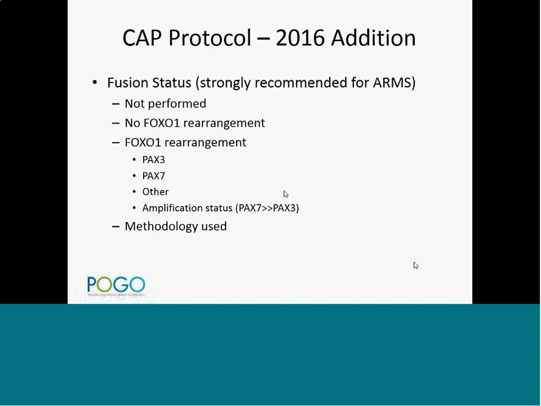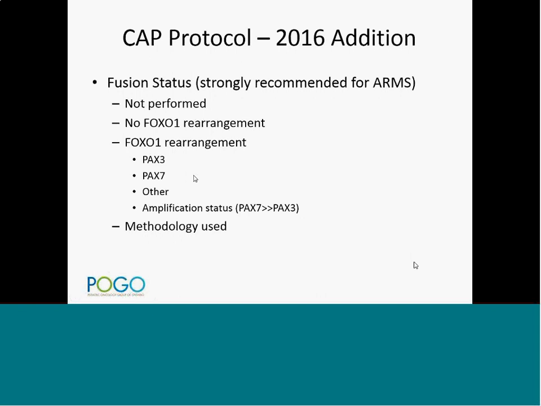There are different methodologies that you can use. The two that are listed in the protocol for 2016 are FISH and RT-PCR. FISH gives you the information that there's a rearrangement, but doesn't give you the partner gene. I don't know whether it's PAX3 or PAX7, the 2;13 or the 1;13. PCR obviously gives you the partner gene as well.